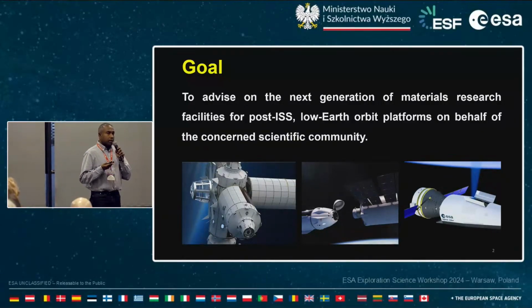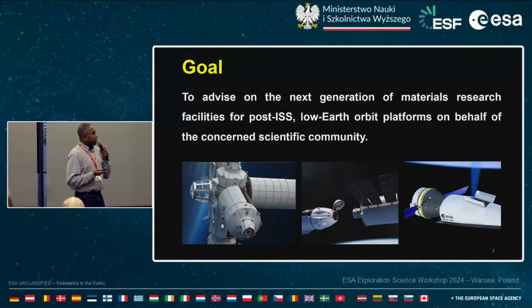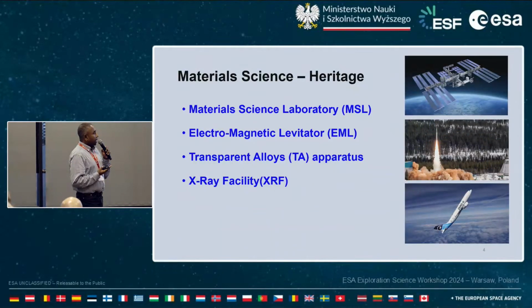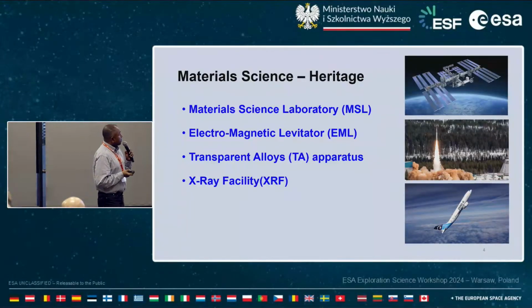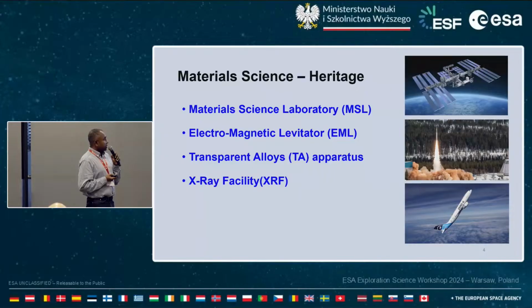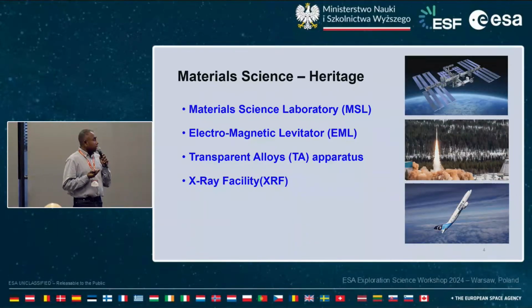To define the next generation facilities, first we looked at our previous material science facilities, or heritage, to understand what we had over the last 20 years. There were 4 main facilities used by scientists: the material science laboratory, electromagnetic levitator, transparent alloys apparatus, and X-ray facility. Some of the facilities have been used on more than one platform. For example, the material science laboratory is mainly used on ISS, but something like transparent alloys was used over different platforms, and the X-ray facility is still to be planned on ISS.